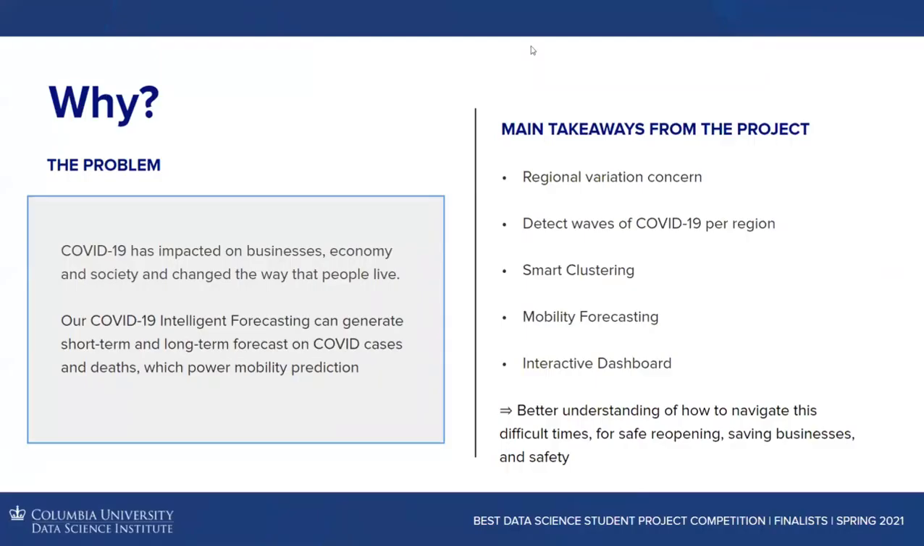We all know COVID-19 has impacted businesses, economy, and society and changed the way that people live. So this project entails COVID-19 prediction for the 50 biggest cities and 50 states across the US with a tailored forecasting model of each region that has regional wave detection, clustering, and a mobility forecasting model. And at last, we come up with an interactive website with visualizations so that companies, governments, and general audience can easily understand the pandemic of their region with the website.